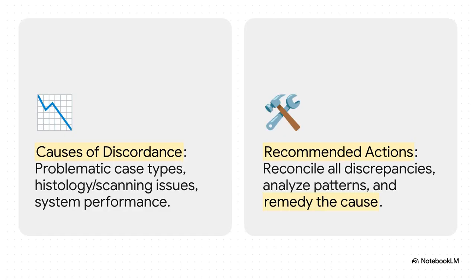Okay, so what if you don't hit that 95% mark? Is it an automatic failure? Absolutely not. The guideline actually frames it as a trigger, a signal to start investigating. You need to go back, reconcile every single discrepancy, and look for patterns. Is it one specific type of case, an issue with the scanner, maybe poor histology? The goal is to find the root cause, fix it, and maybe just keep those tricky case types on glass until the problem is solved.